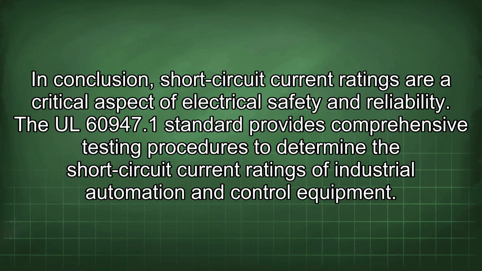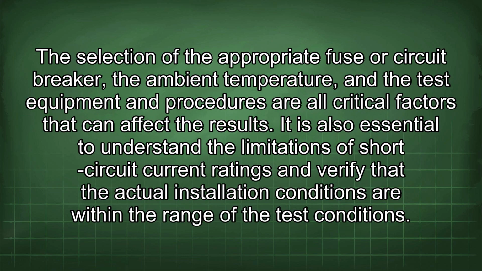The UL 60947.1 standard provides comprehensive testing procedures to determine the short-circuit current ratings of industrial automation and control equipment. The selection of the appropriate fuse or circuit breaker, the ambient temperature, and the test equipment and procedures are all critical factors that can affect the results.